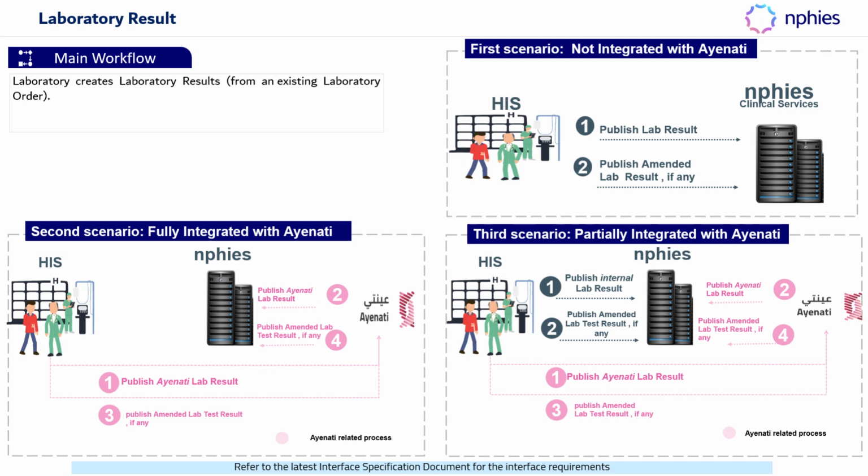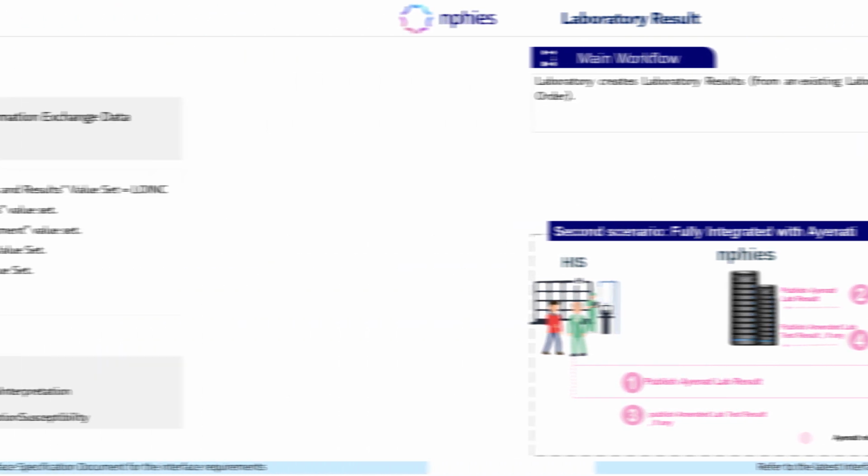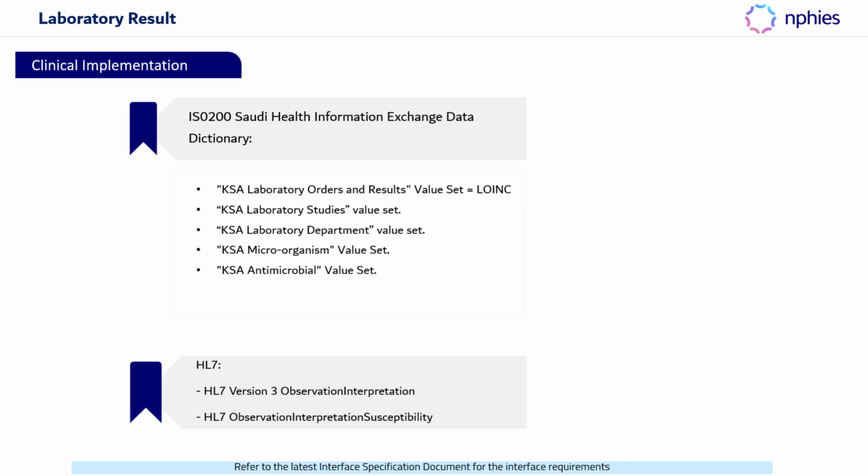The last scenario is if the Health Information System is partially integrated with the external system, IANATI. The healthcare organization must adjust the interface and filter the data received through the external system in order to send to Nphies only the lab results and related amendments that are entered internally within the healthcare organization. The clinical implementation of the laboratory results is based on compliance with LOINC standards for laboratory tests and observations made in any setting, in addition to the required interface specifications value sets concerning the IS-0200 Saudi Data Dictionary.